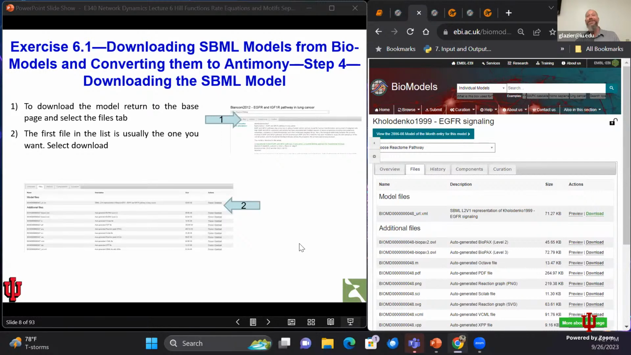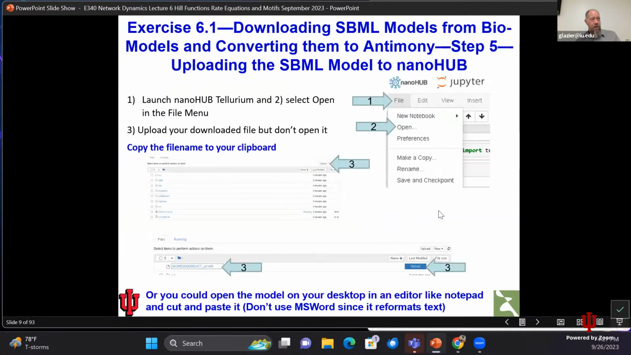You can try this at home and let me know if it works. But I will just go over the syntax of what I was hoping to do with you, even if we can't run it at the moment. And we'll come back to that. So what we should be able to do is download that file, and we should get a file which is the BioModels unique identifier with the .xml at the end. We should be able to upload that to NanoHub.